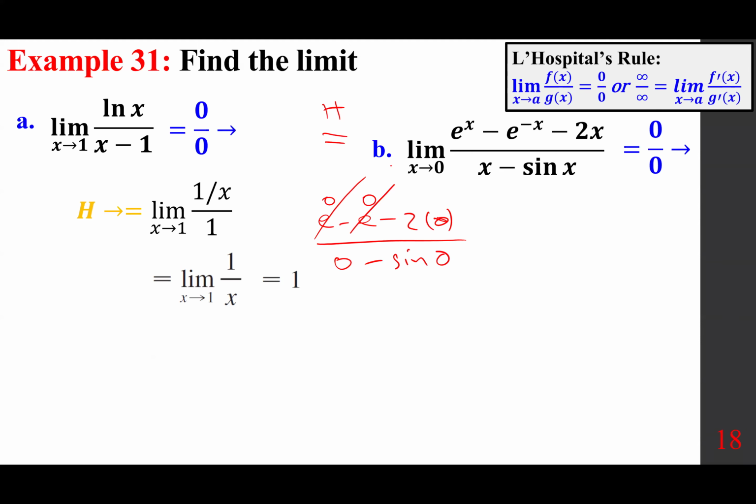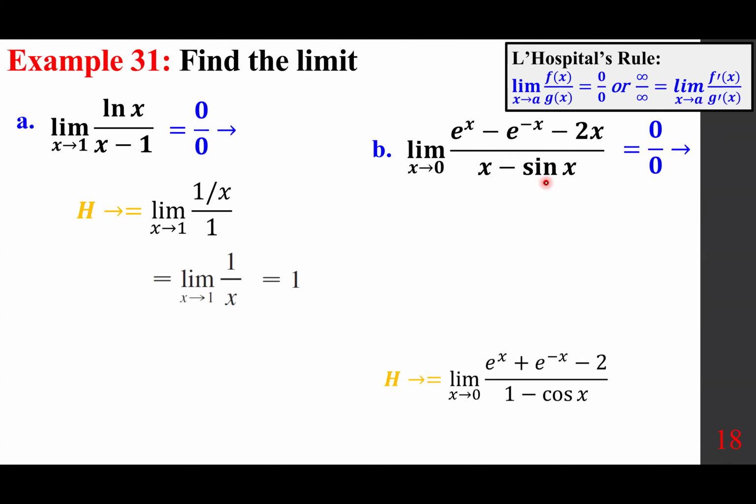The idea is that, yes, I can use L'Hopital's rule. So let me erase my work and use L'Hopital's rule. So the derivative of this one is itself. This one is minus minus plus e to the power minus x. This is minus 2. This is 1. This is minus cosine x.